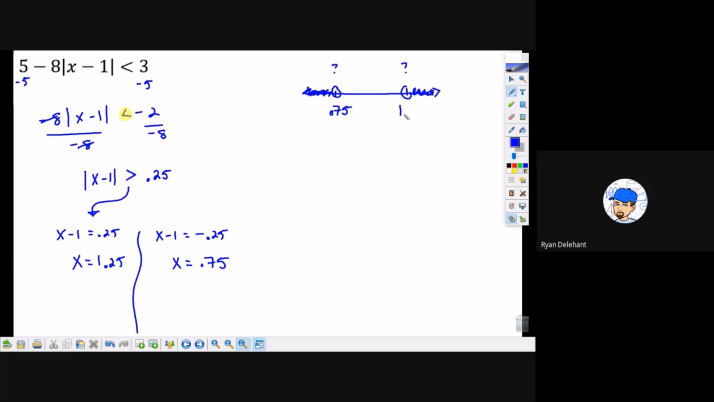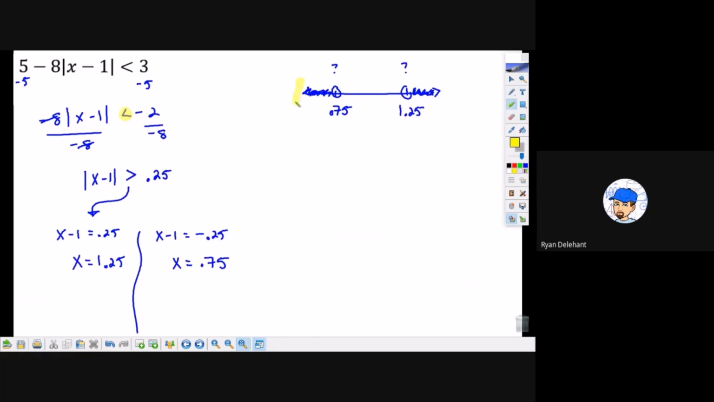This one down here is 1.25. So we get the idea. It's everything less than 0.75 and everything bigger than 1.25. Now we're not going to include the endpoints because there was no little equal sign here. So if we wanted, we're going to practice writing this in a couple ways.